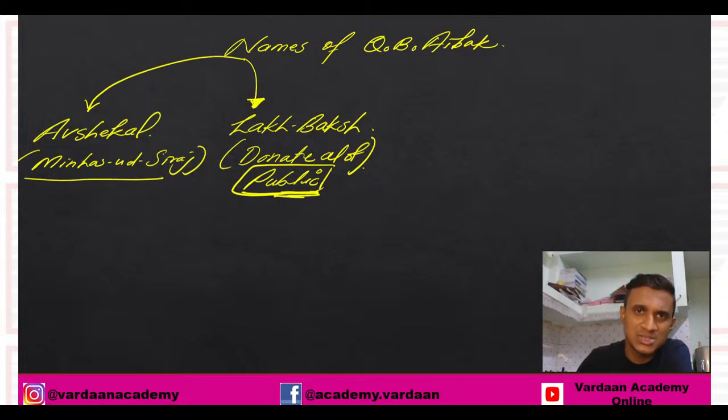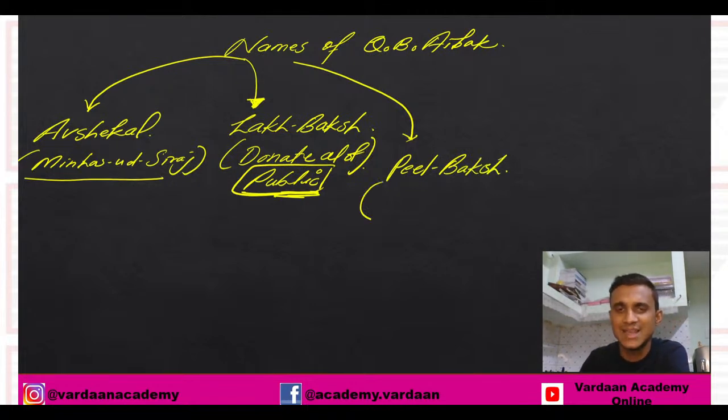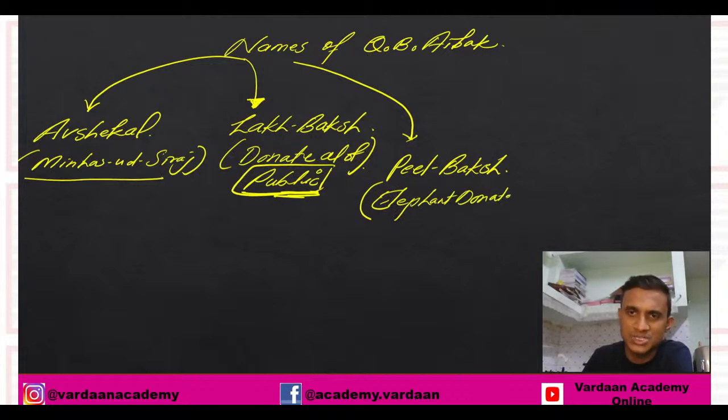On the same lines, he was also called Peel Baksh. Peel means elephant, so someone who donates elephants, an elephant donator. This is one of his names. He used to donate elephants, and that's why he was called Peel Baksh.